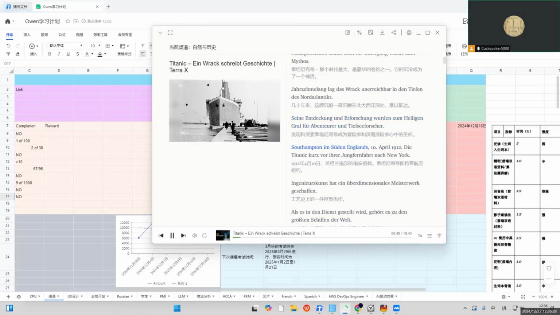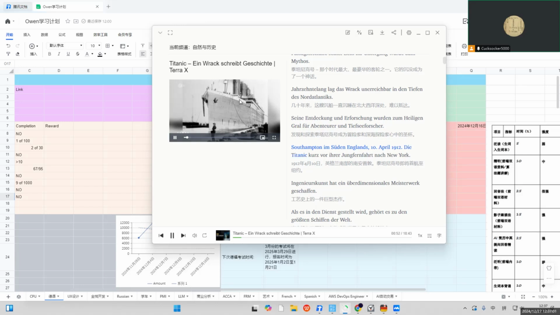Southampton im Süden Englands, 10. April 1912. Okay. Understand like 60%. Southampton in Süden Englands. 10 April 1912. Okay. Next sentence.